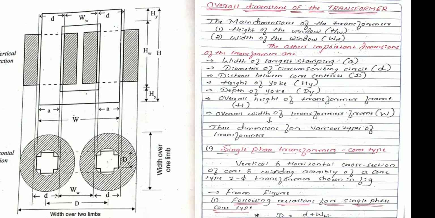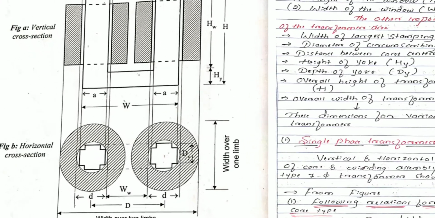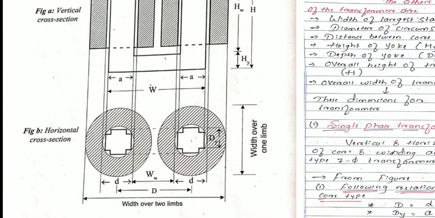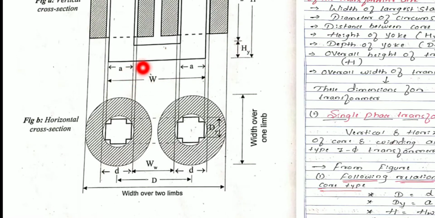Overall height of the transformer frame we have taken. Next, what is remaining? Overall width of a transformer frame, that is W. So we'll see this section. This capital D is nothing but the distance between the two core centers. Just take the projections here. So capital D up to this portion, capital D plus a. This will give the overall width of a transformer frame. So how will we write it now? Capital W is equal to capital D plus small a, nothing but the width of the largest stamping.